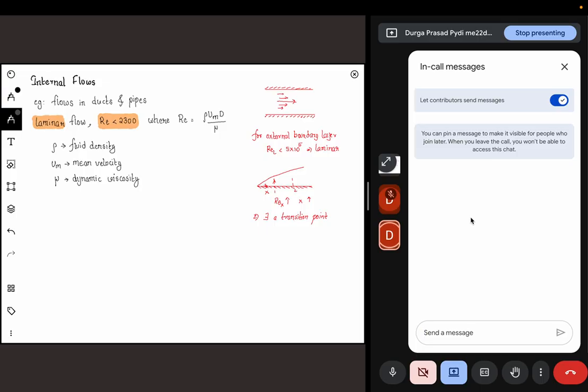Here we will have a transition point. To the left of it, we'll have a laminar region, and to the right of it, we'll have a turbulent region. That is the main thing that we have in external flows. But in internal flows, the Reynolds number is fixed from the beginning itself. So if it is laminar at the beginning, then it will be laminar throughout. If it is turbulent at the beginning, it will be turbulent throughout. That is the most important thing that you need to keep in mind for internal flows.